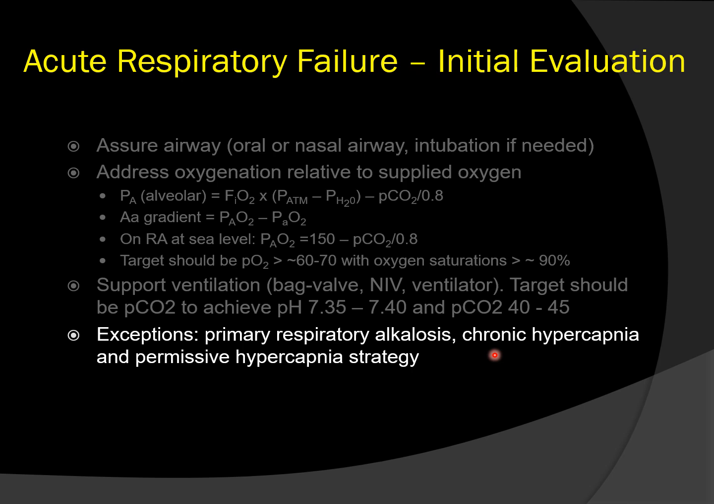And the third time we don't target a PCO2 of 40 to 45 is if we're using a permissive hypercapnic strategy. We're going to go over that when we talk about management of ARDS. But in permissive hypercapnia, we have no choice but to allow the PCO2 to remain elevated, let's say 60 or 70, even if that's a low pH, as low as about 7.2.